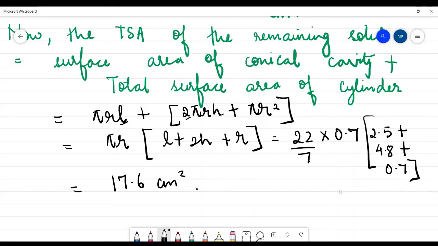So the total surface area of the remaining solid is how much, children? 17.6 centimeter square. With this we complete question number 8.